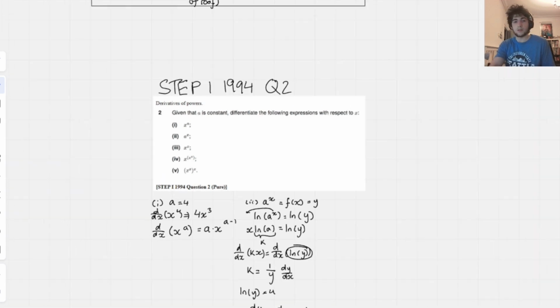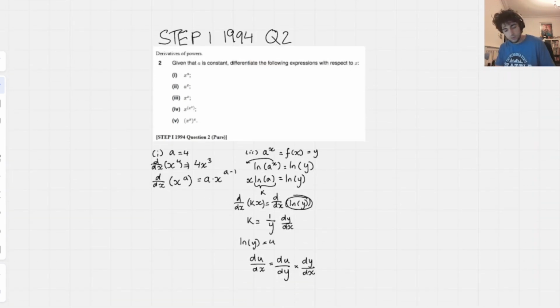Let me just zoom out. That's just the chain rule. So obviously du/dy, I already know what that is. That's just 1 over y. dy/dx, we don't know what that is because we don't know it explicitly. Well, we're trying to find it basically. And so in order to find it, we need to just name it dy/dx until we actually know what it is. So we have that k is equal to 1 over y multiplied by dy/dx.